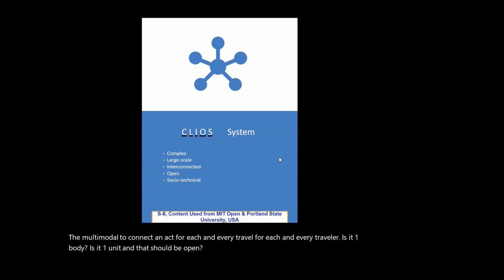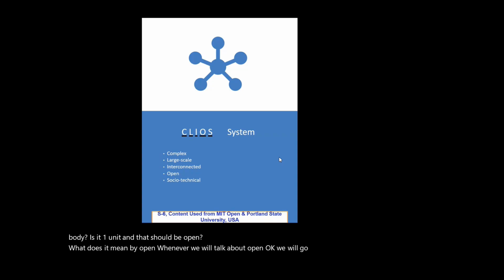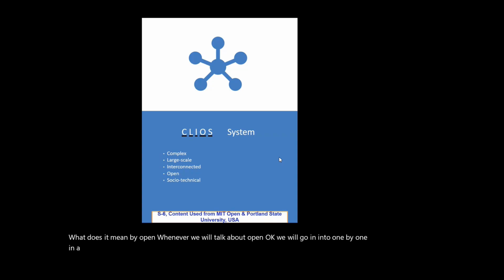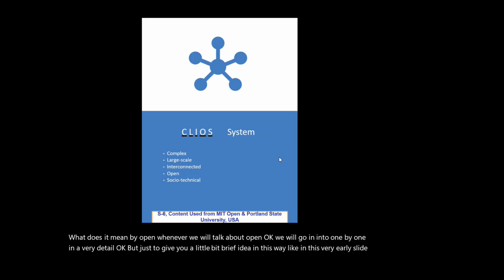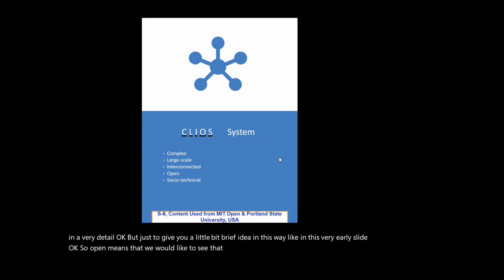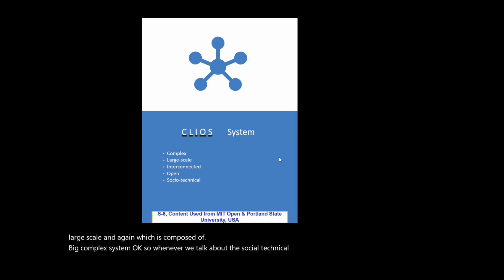What does it mean by open? We will go into it one by one in detail, but just to give you a brief idea in this early slide: open means we would like to see the social, political and economic effect of the same multimodal system, which is interconnected, working at a large scale, and composed of a complex system.